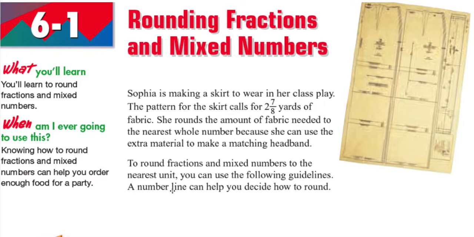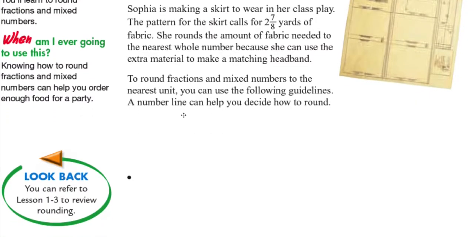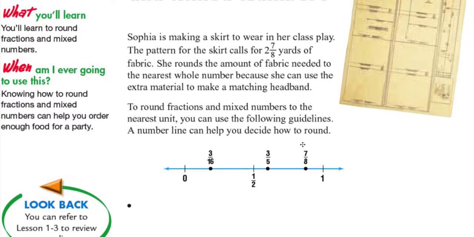Okay, so to round fractions and mixed numbers to the nearest unit, you can use the following guidelines. A number line can help you decide how to round, and this number line will help us right here: 0, 1/2, and 1. This number line we will be using to round our fractions and mixed numbers. So in this number line, you see that 3/16 will be in this part of the number line. 3/5 will be a little bit more than 1/2, and 7/8 will be a little bit more than 1/2 as well.